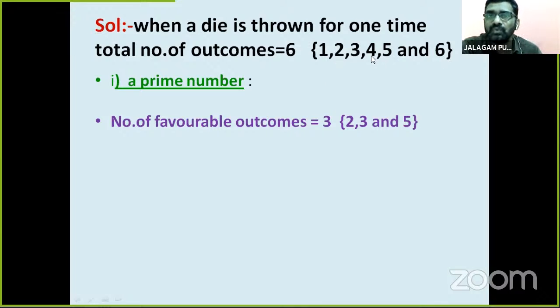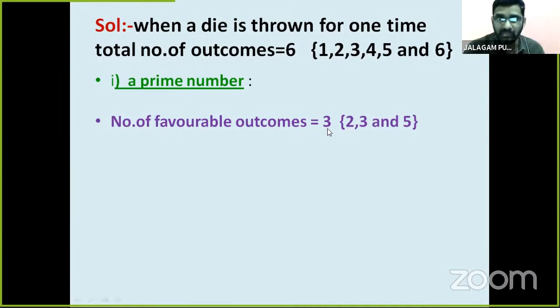So 2, 3, and 5 are prime numbers. That's why, how many favorable outcomes are there here? 3. Favorable outcomes are 3. The prime numbers are 2, 3, 5. So here the sample space is 6 and the favorable outcomes are 3.